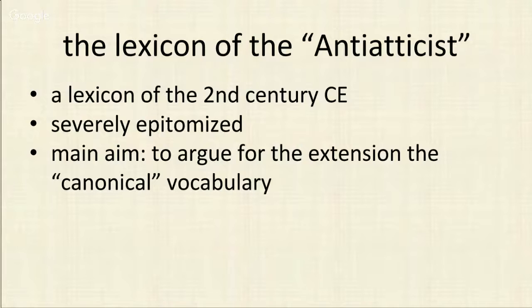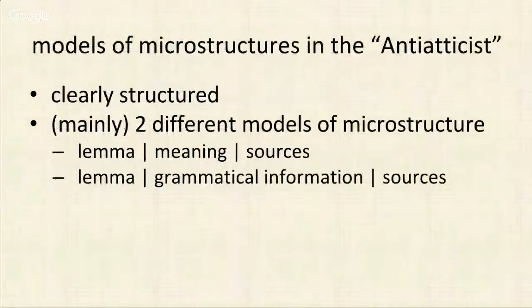And it has a main aim as a dictionary to argue for the extension of the canonical vocabulary, pointing to uses of words that were not in the canonical vocabulary of the time, to uses of the words in canonical authors. I have brought you an example, and we can see it in the next slide. First of all, about the model of microstructures in the Antiatticist. It is clearly structured, as I said, and has mainly two different models of microstructure. First of all, lemma, afterwards the meaning, and then some sources, or lemma, some grammatical information, and then sources.